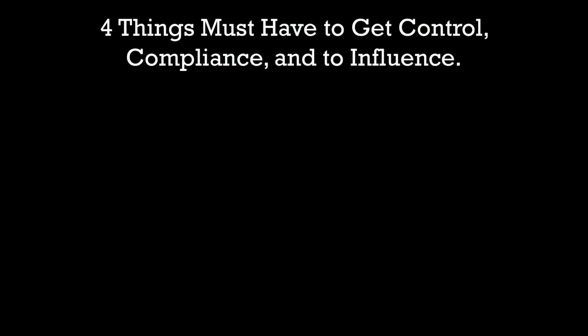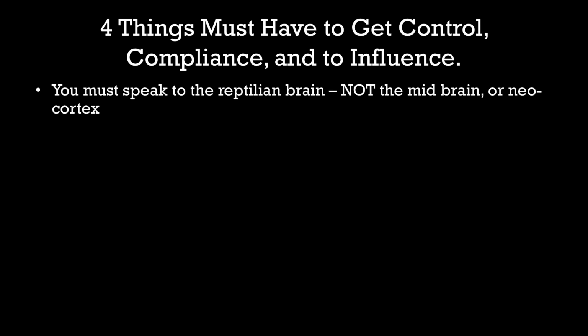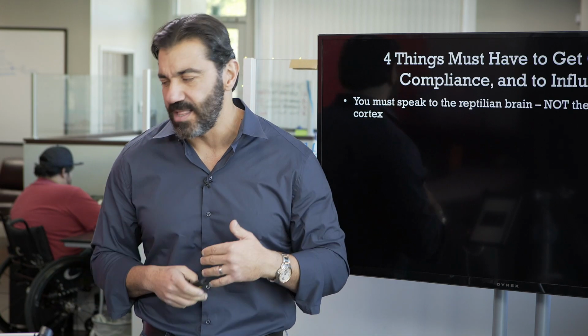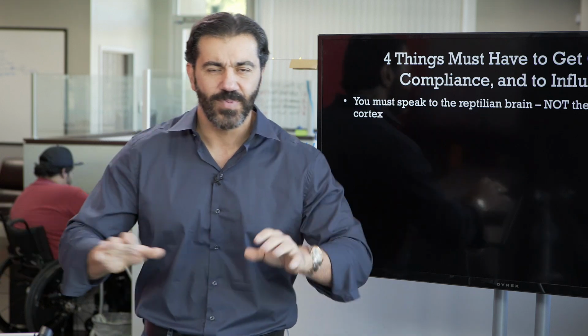So let's do this. The 4 things that you must have to get control, compliance, and influence. You ready? I like this. You must speak to the reptilian mind. You're like, whoa, what does that mean, speak to the reptilian mind? Well, really, there's the midbrain, the neocortex, and the reptilian mind. None of that really matters much, but let me just explain it.